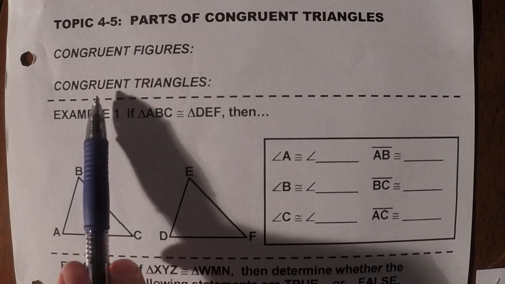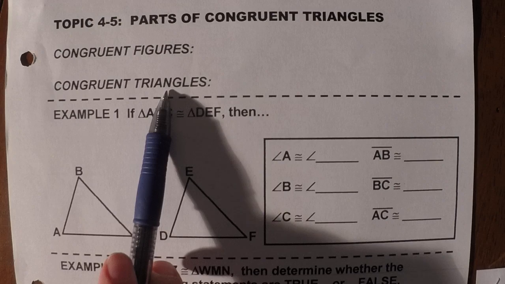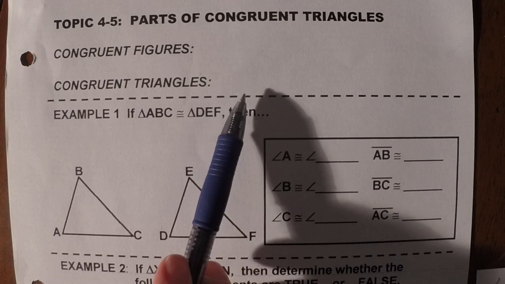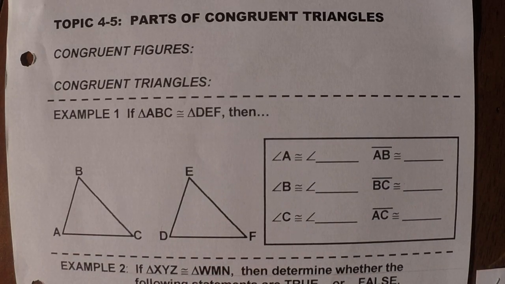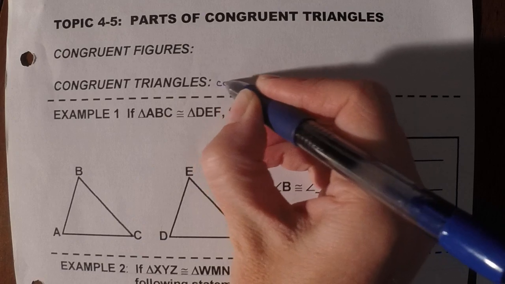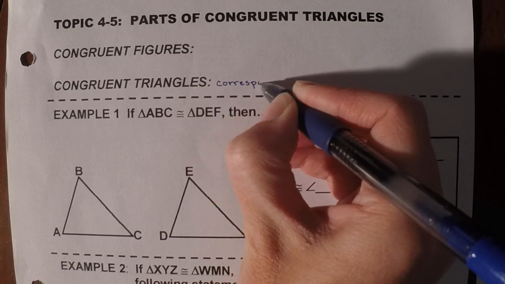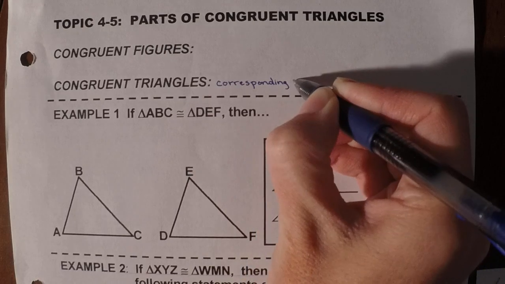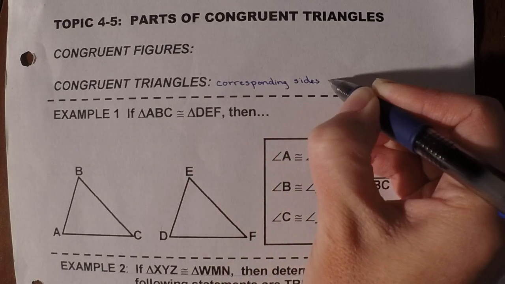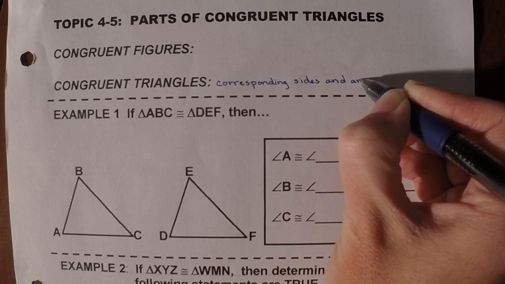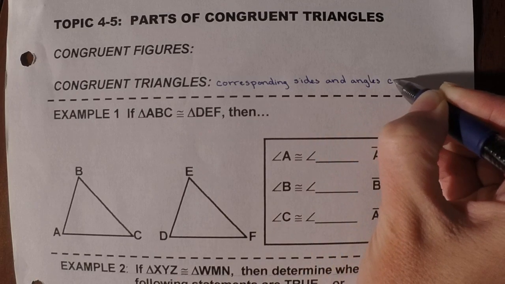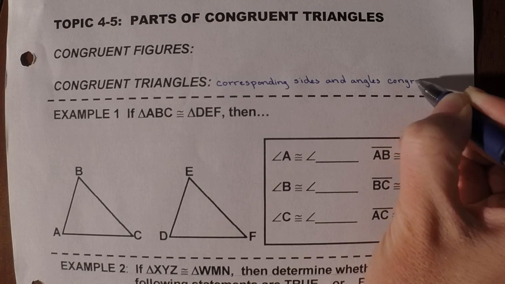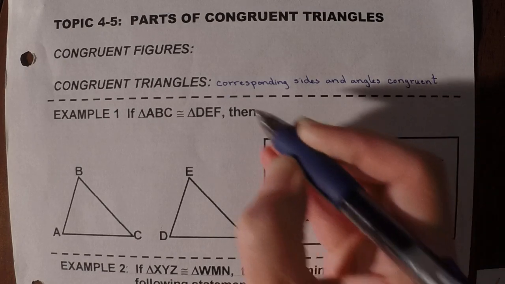So then if we're talking about congruent triangles, we are now going to say congruent triangles are triangles with corresponding sides, angles, congruent. So again, we will say corresponding sides and angles congruent. The most important part of this is the corresponding part.